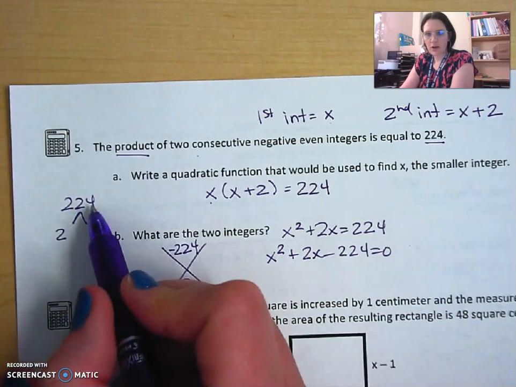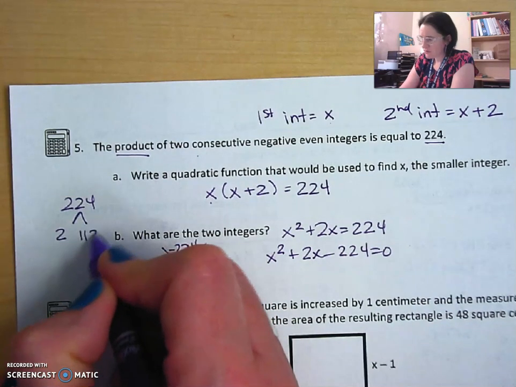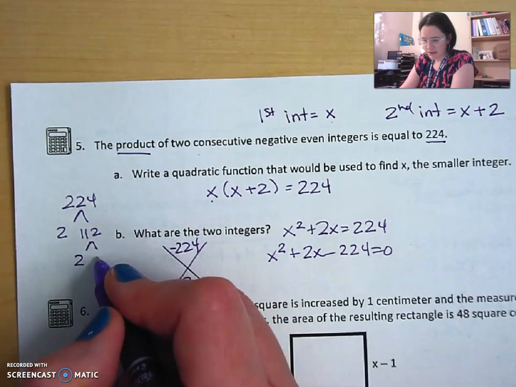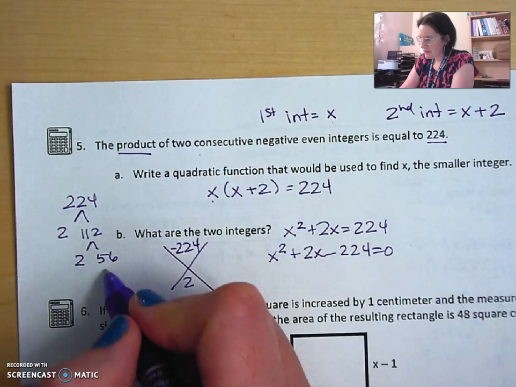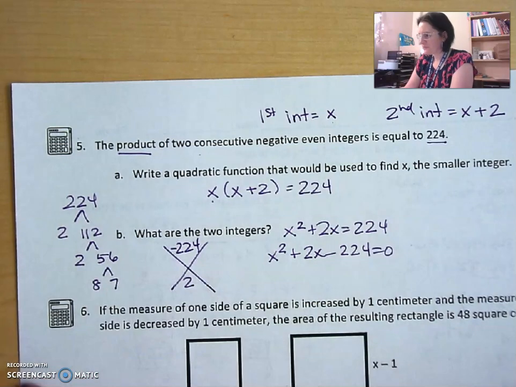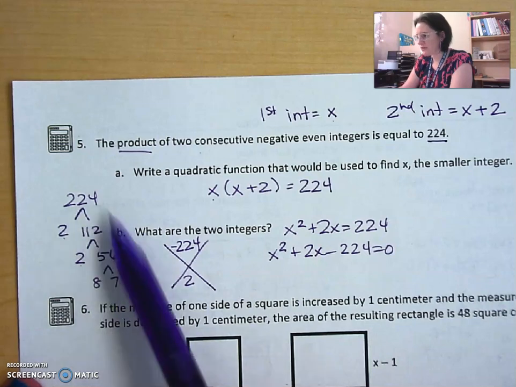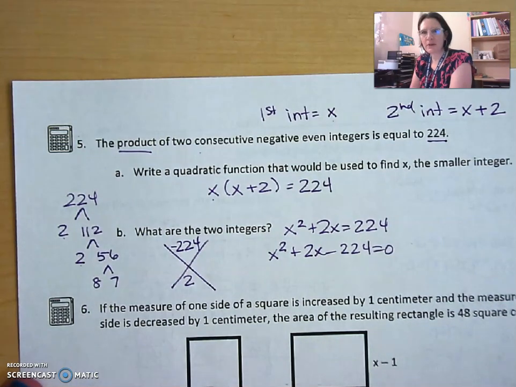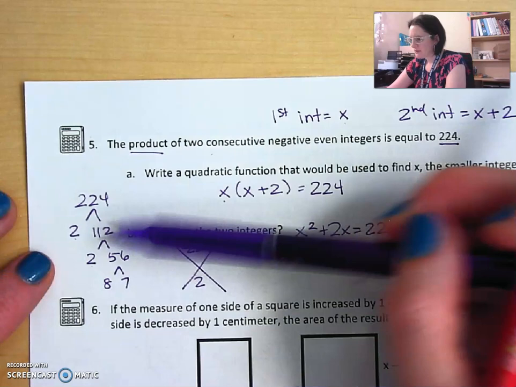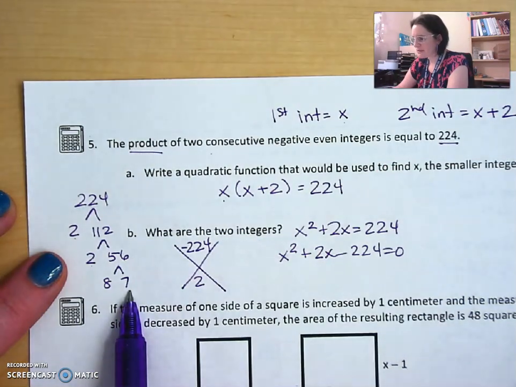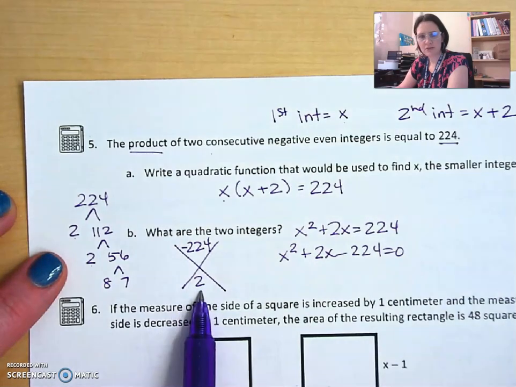Like, 2 is going to go into 224 112 times. 2 is going to go into that 56 times. 56 is 8 times 7. And now once I get here, so 2 times 2 times 8 times 7 is 224. So I just start playing around with the numbers. Like, 2 times 2 is 4. 8 times 7 is 56. Will that give me 2?